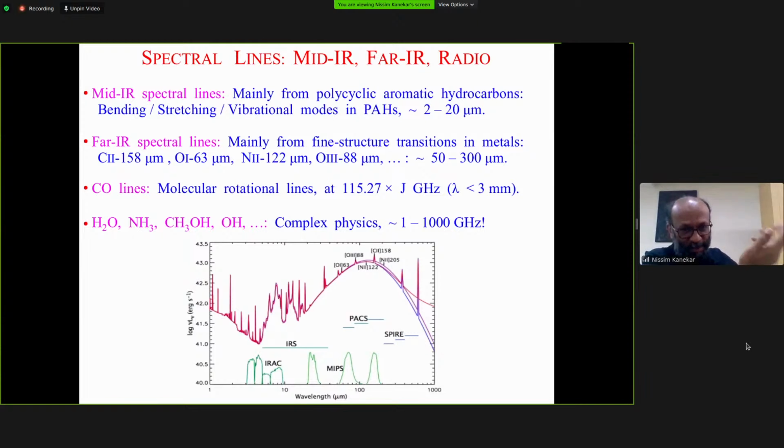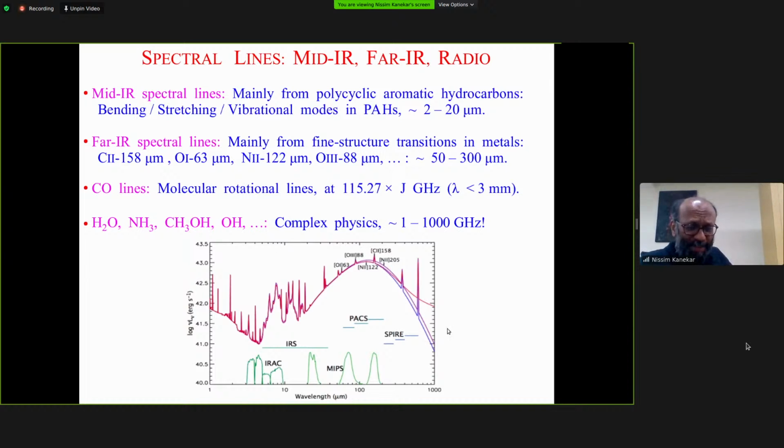So glycine is the simplest of these amino acids, and people are trying very hard with telescopes like ALMA to look for glycine. And the spectral lines from these molecules come from very complex physics, but that is interesting because it gives you a lot of information about conditions. And they come roughly in the frequency range of 1 to 1,000 gigahertz. There's 1 millimeter, and 1 millimeter corresponds to about 300 gigahertz. So they go all the way out to about 1 gigahertz. OH lines, for example, at 1.6 gigahertz.